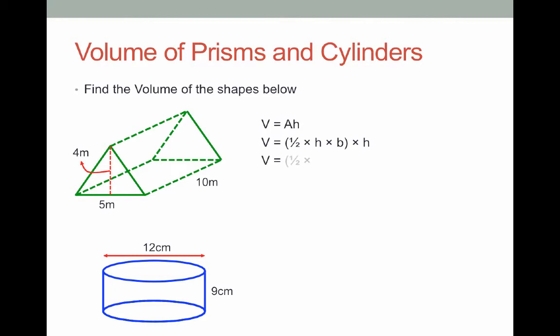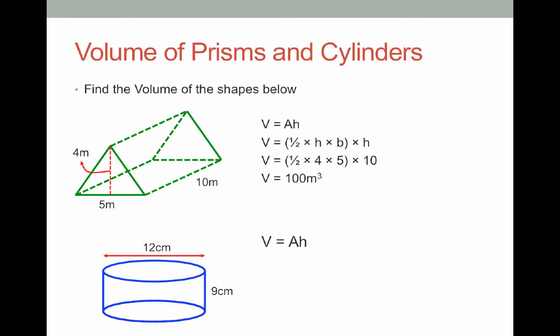First of all, the area of the triangle is a half times 4 times 5. That's 10. That's a half of 20. And we're going to multiply that by 10. 10 times 10 gives us a volume of 100 meters cubed. Remember, volume is in terms of cubes, the amount of space inside a shape. Let's take a look at that cylinder.